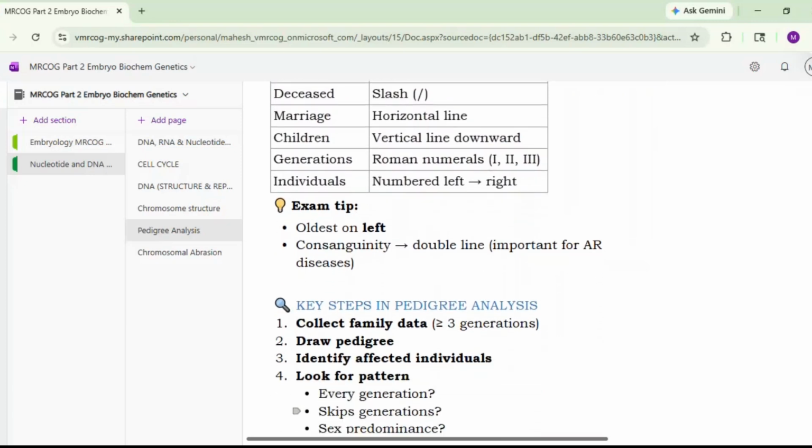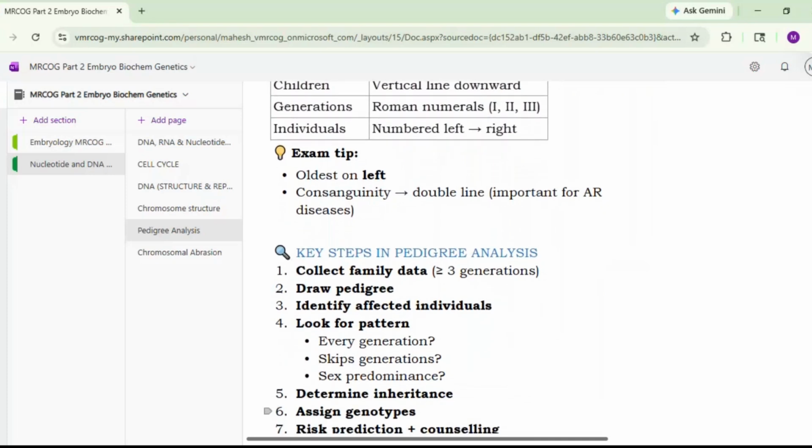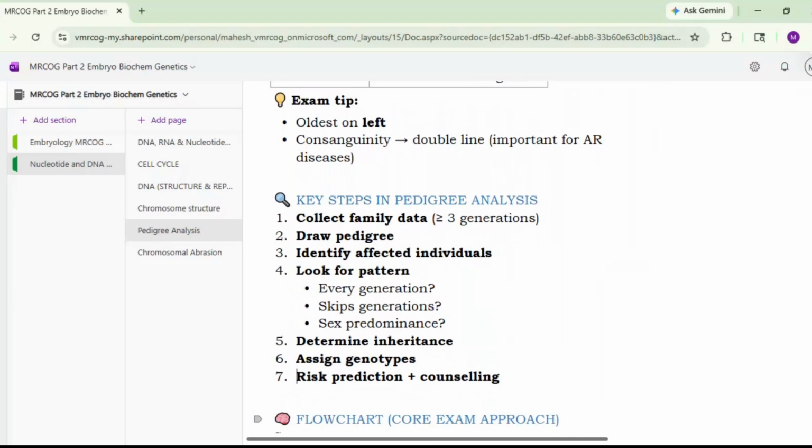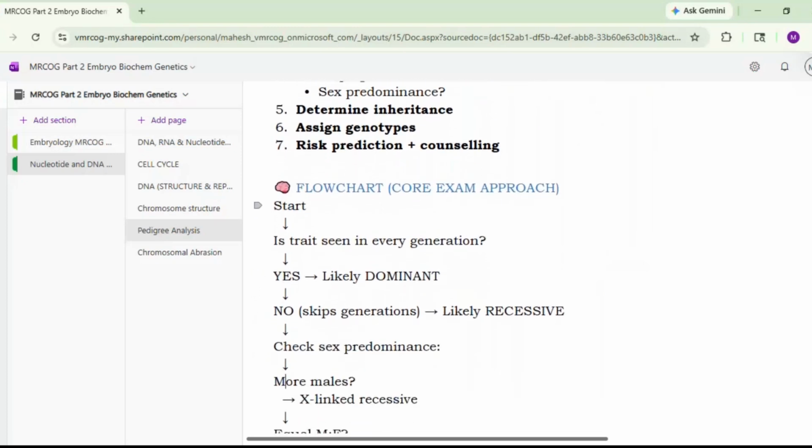Okay. Key steps in pedigree analysis: collect family data, you should have at least 3 generations. Then draw the pedigree. Identify affected individuals. Look for patterns: is every generation getting affected, is it skipping a generation, and which sex is predominantly affected. Okay. Determine inheritance and assign genotype, and then risk prediction and counseling are required. Okay. So this is the flow chart.